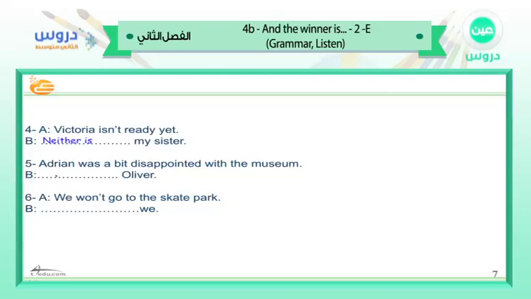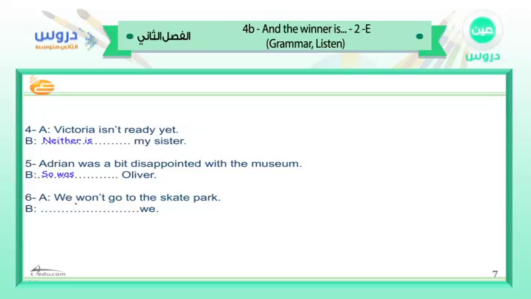Number 5. Adrienne was a bit disappointed with the museum. Blank Oliver. The answer is, so was Oliver. So was Oliver. Affirmative statement.